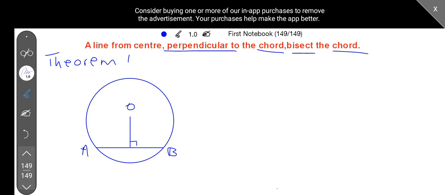If they say line AB is perpendicular to line BC, it means that AB and BC form an angle of 90 degrees between them. And a chord, we said, is a line that joins two points on a circle but does not pass through the center. So look at line AB. It joins two points but doesn't pass through the center. And to bisect is to cut into equal halves.